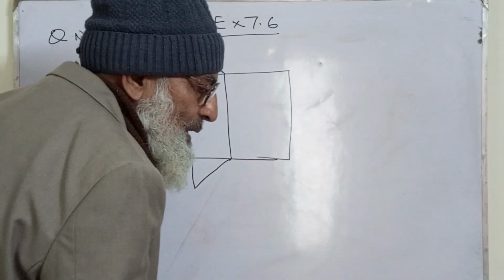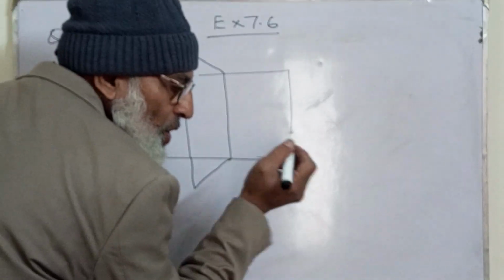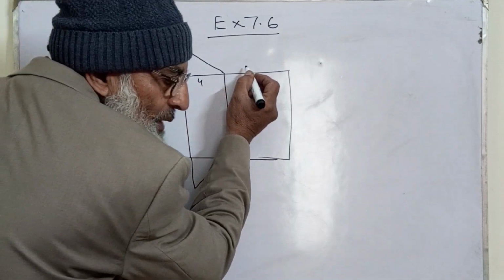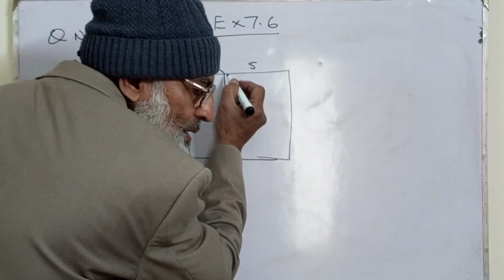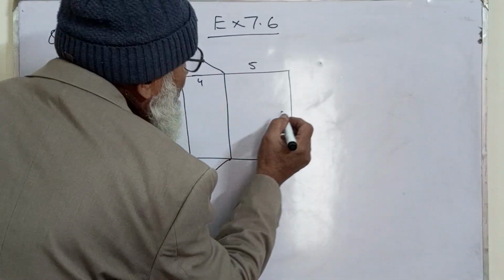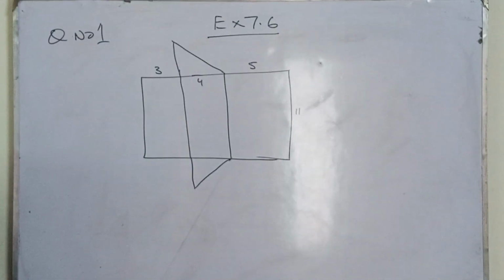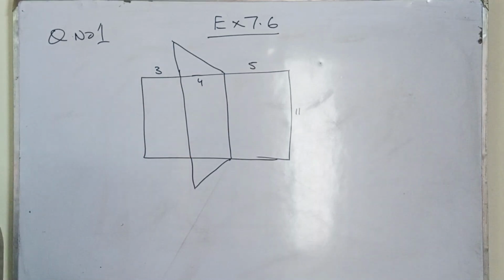Now, this is given. You see that this is 3 centimeter. All the dimensions are in centimeters. This is 4, this is 5, and there is also one more thing given, 11. All the dimensions are given in centimeter: 11 centimeter, 5 centimeter, 4 centimeter, 3 centimeter.